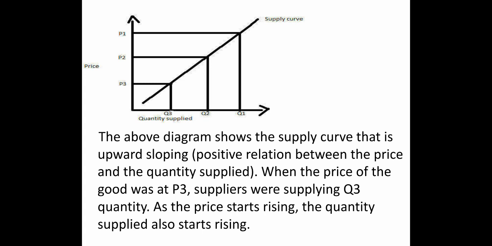We can see that when the price of the good was P3, suppliers were supplying Q3 quantity. When the price increased to P2, suppliers increased their quantity supplied to Q2. And when prices increased to P1, the producers were supplying their products at Q1 level.